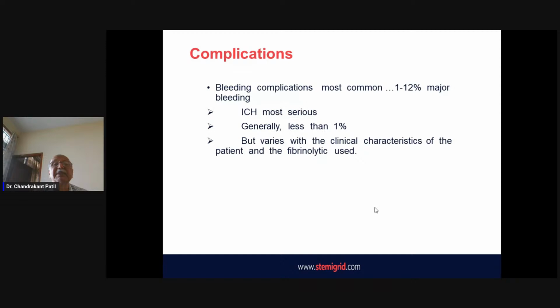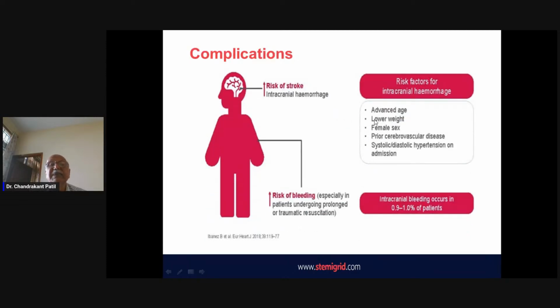Bleeding complications are hardly 1 to 12%, and major bleeding is very uncommon. ICH is the most serious, but again it is less than 1%, though it varies with the clinical characteristics of the patient and the fibrinolytic used. That's why in advanced age you have to give half the dose of fibrinolysis, not the full dose as we give to those less than 70 years. At 75 years and above, you must give half the dose of fibrinolysis.